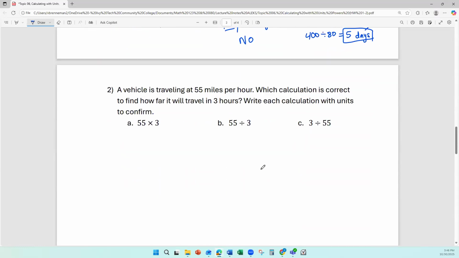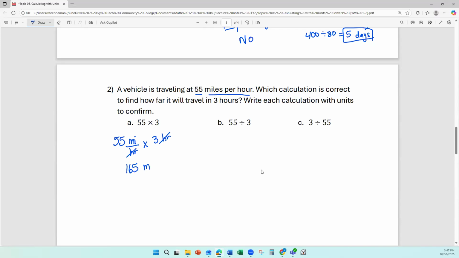The next example, similarly, a vehicle is traveling at 55 miles per hour, and we're looking for the correct calculation to find how far it will travel in 3 hours. So we'd write that as 55 miles per hour times 3 hours. The hour units cancel, and we're left with miles. That's a good unit to answer how far it will travel. This will work. This would be 165 miles.